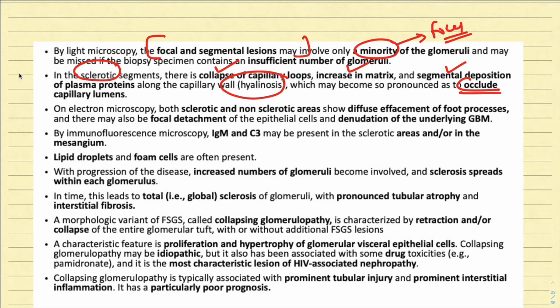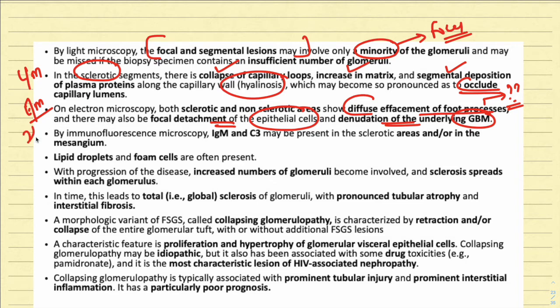So this is the light microscopic picture. If you look at the electron microscopy picture, both sclerotic and non-sclerotic areas will show diffuse effacement of the foot processes. Foot processes of what? Of the visceral epithelial cell, called the podocyte. And as I told you, in the process there is also focal damage to the visceral epithelial cells and the GBM. So there will be focal detachment of the epithelial cells and breakdown of the underlying glomerular basement membrane, that is going to allow the plasma protein to travel into the mesangium, causing mesangial cell proliferation, inflammation, and along with that they will induce sclerosis as well.